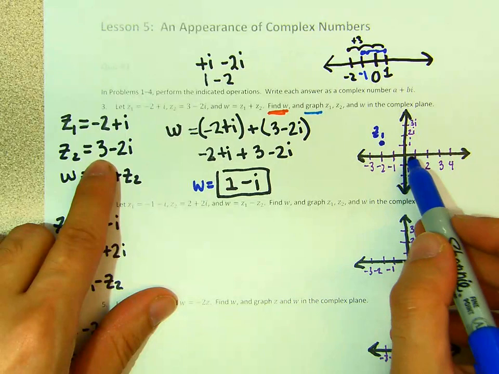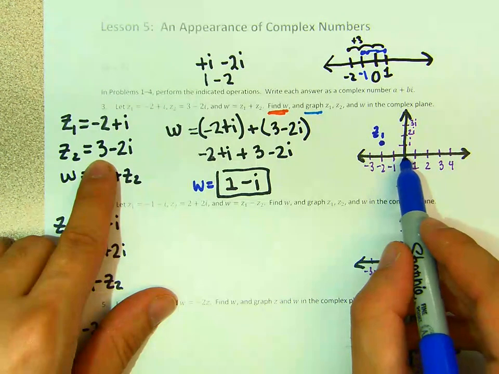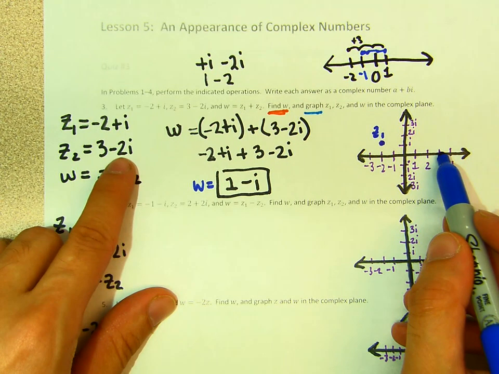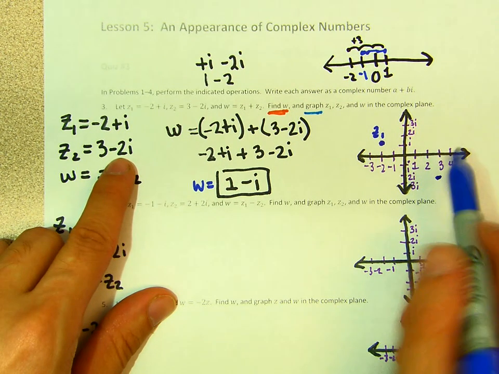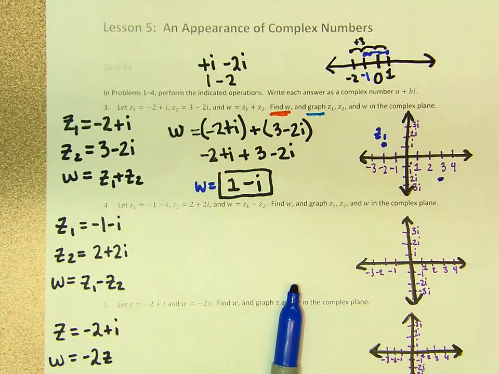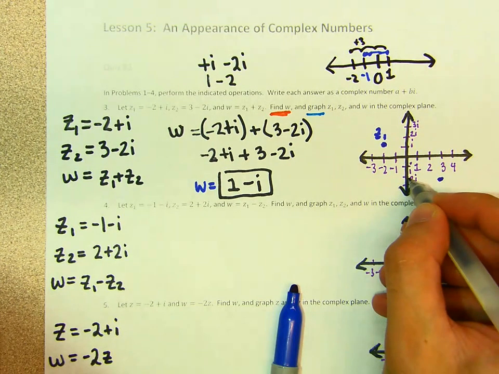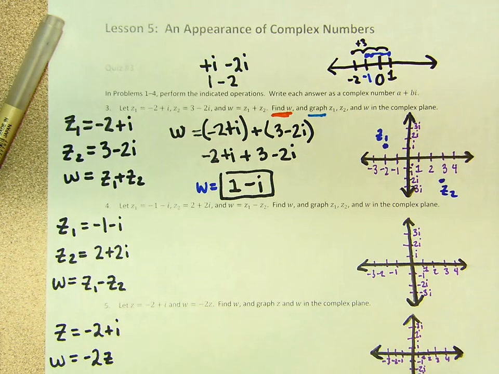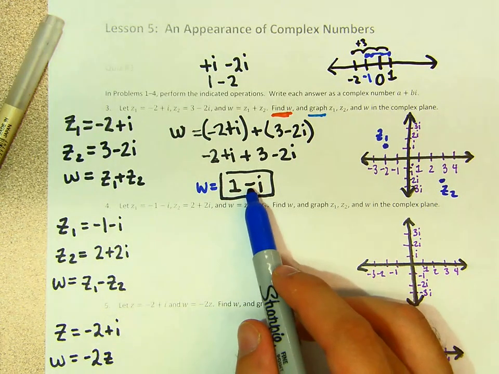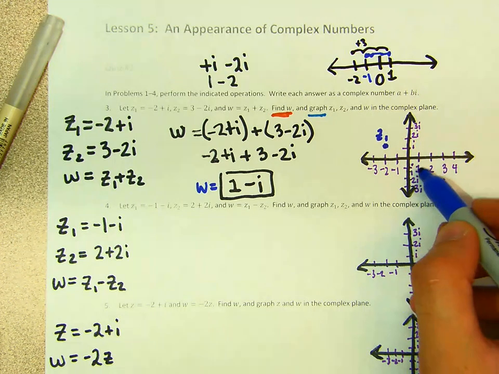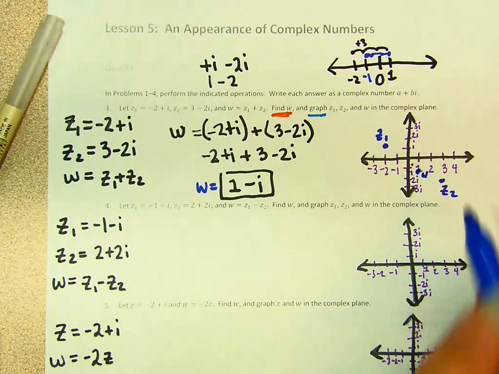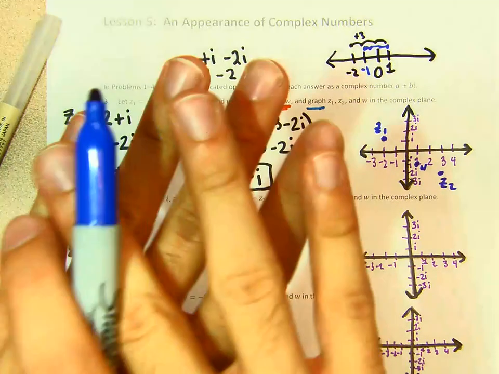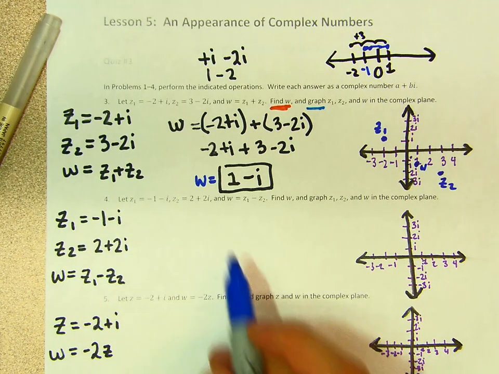Well, what about this one? This is 3, so 3 is positive, right? So 1, 2, 3. Minus 2i, I go down 2. So this is 1, 2. Oh, whoops, sorry. This should have negatives here. It's not that hard to see, but that should have negatives. Okay. So this is my z sub 2. And now what about my w? It's 1 minus i. So it's just 1 minus i, which is right here. And that's my w. And these are my 3 points: my z sub 1, z sub 2, and my w. That's it.